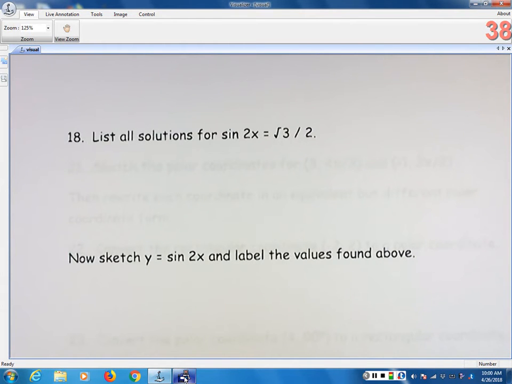Okay, let's do this double angle one. Everybody got messed up on this one. Yeah, those are stupid. Okay.